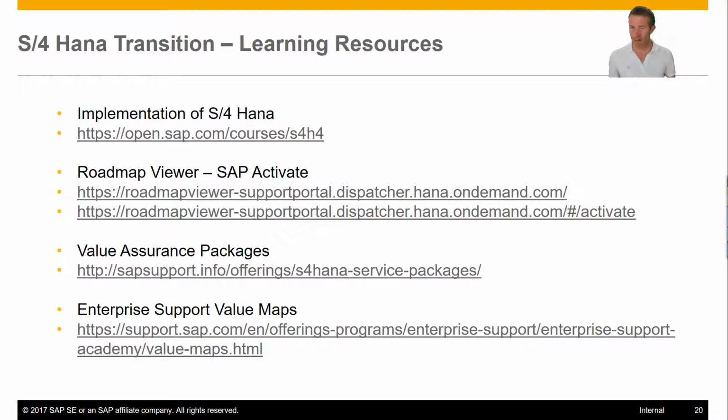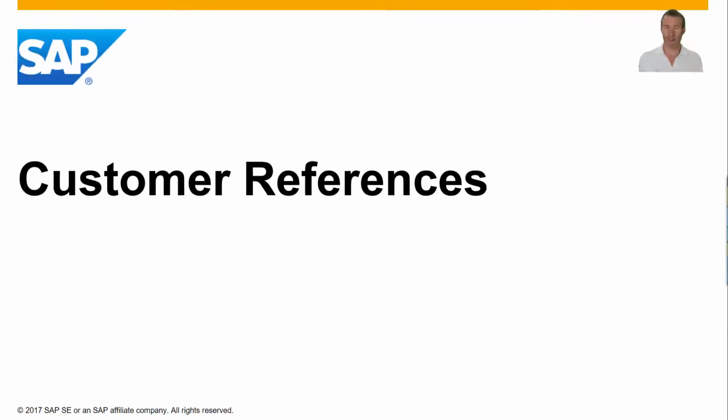So a good place to start is the openSAP course that was scheduled earlier this year. We also have the roadmap viewer for SAP Activate. We also have the information on the value assurance packages. And lastly but not leastly, we have the enterprise support value map information at the link provided. So I urge you to go and review this information at your own leisure. So that concludes the list of value propositions of SAP S/4HANA.